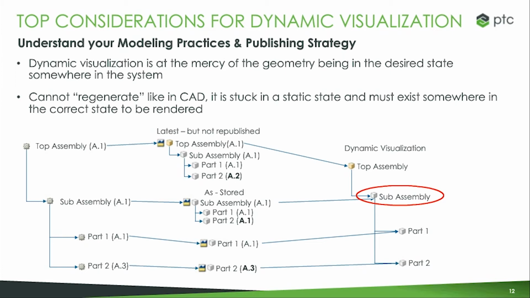So this is what I mean by, you need to understand your modeling practices. Are you doing things where there's geometry held at assembly levels or overrides of geometry at assembly levels? And how often are you keeping those up to date to make sure that you can go back and find the right version of the geometry that you need to have?